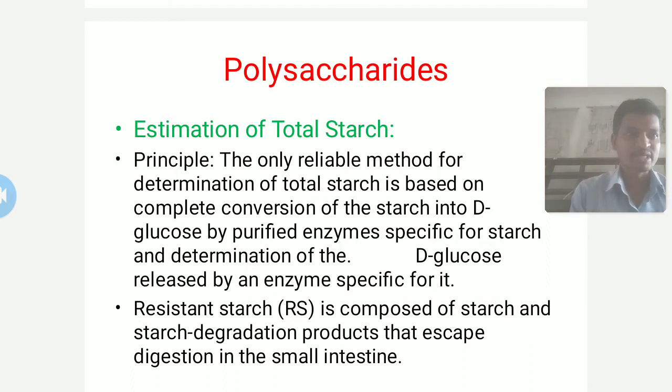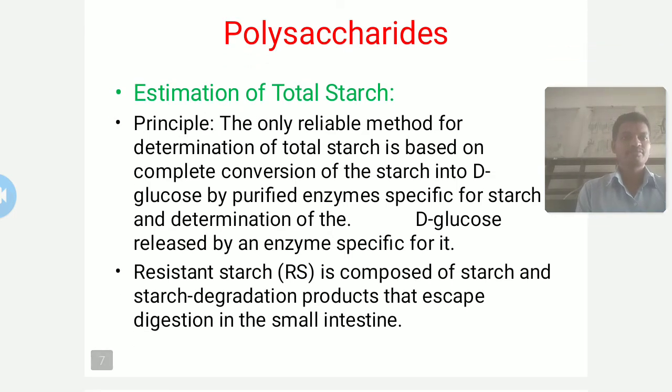This is the only principle for the total starch estimation. Total starch is a polysaccharide, mind well, and first of all we have to convert it into D-glucose because D-glucose is a monosaccharide. So total starch we first convert into D-glucose by enzyme catalyzed reactions, and then the determination of the D-glucose is done by again an enzyme specific for it.